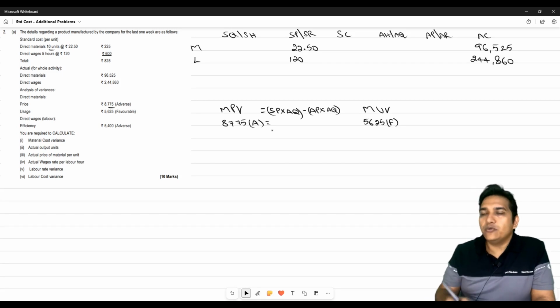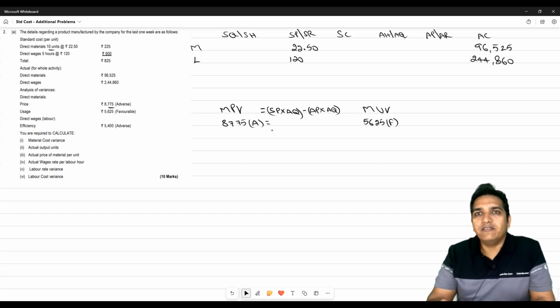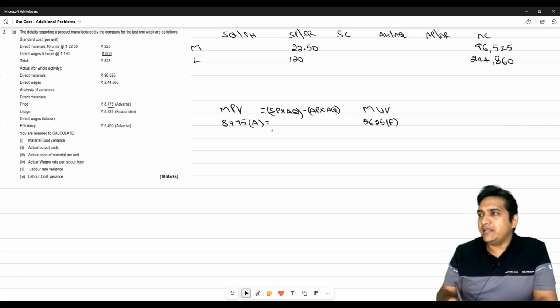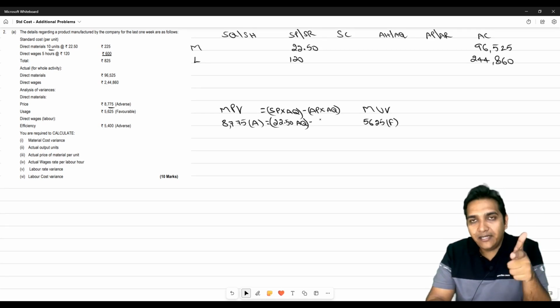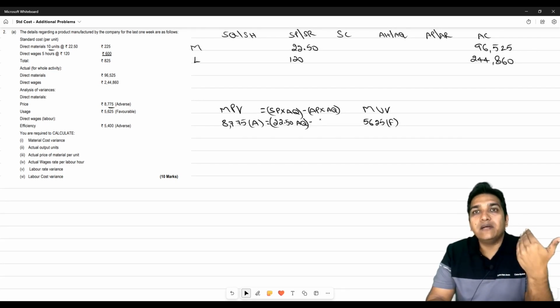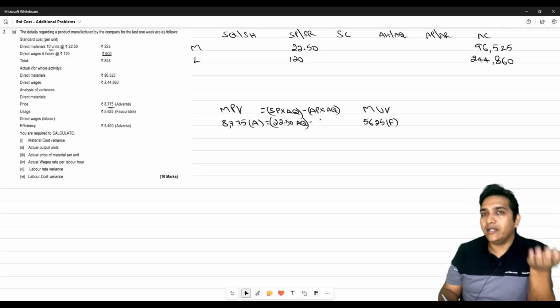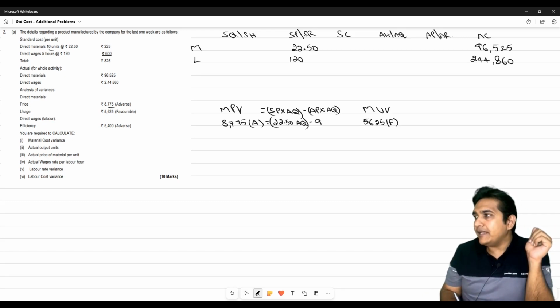So we will write down whatever information is available with us. We have already got the material price variance, which the question gives us, 8775 adverse. Do we have the standard price? Yes, which is 22.5. So 22.50 into actual quantity minus, now we do not have the actual price and we do not have the actual quantity, but we have the actual cost. If we take actual price into actual quantity, that becomes our actual cost, which we have already got in the question. So we will take 96,525.